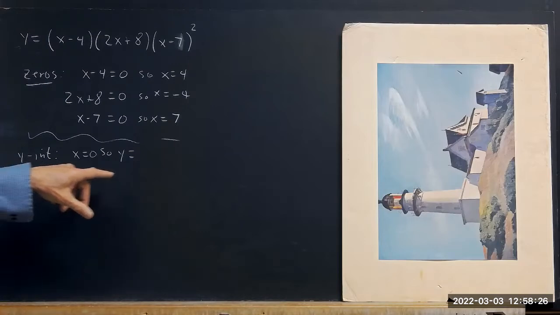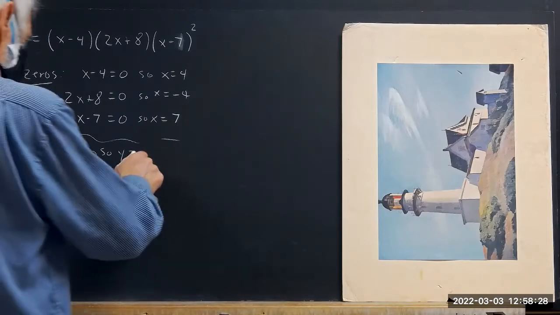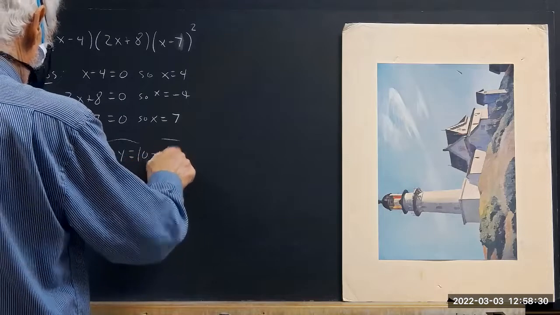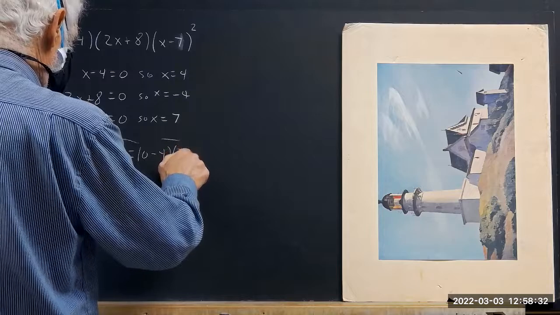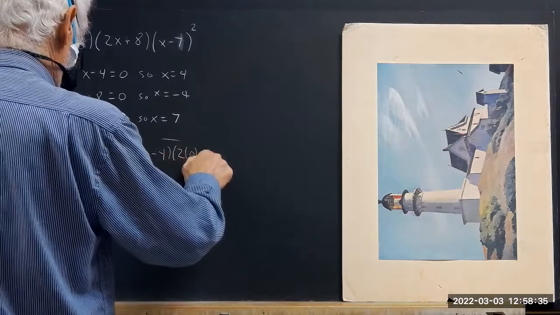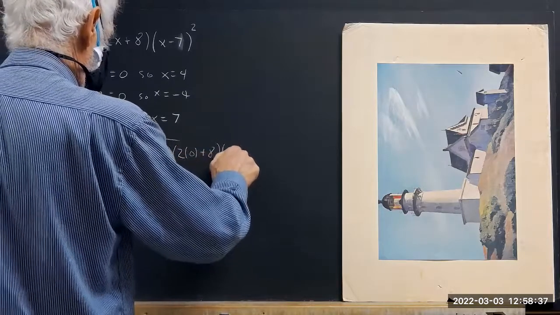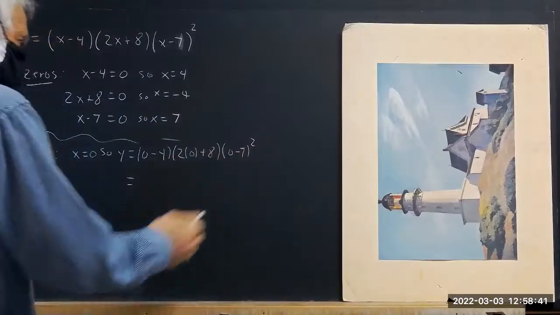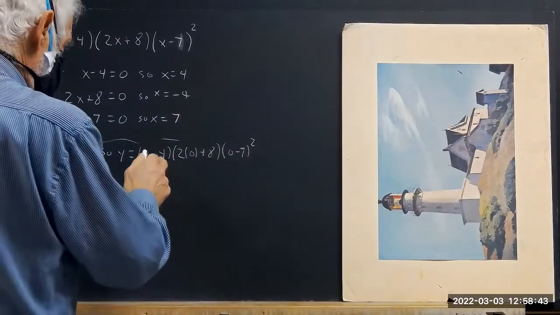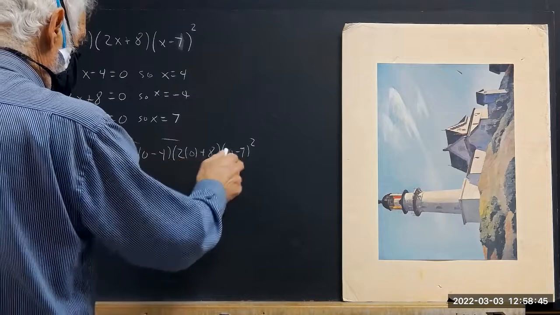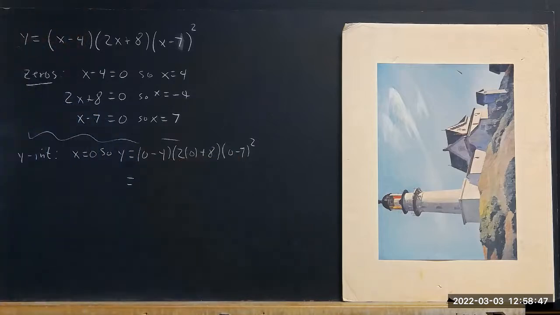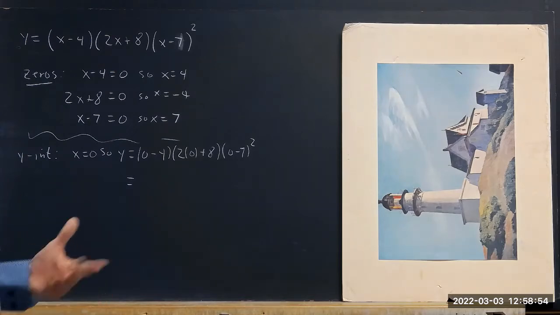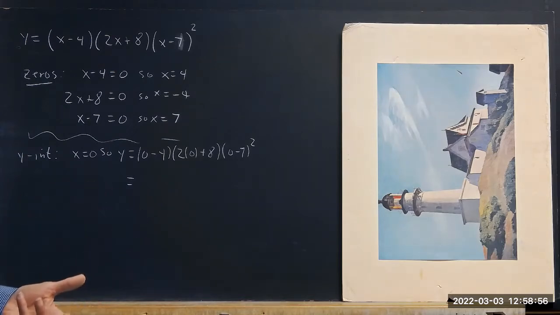The y-intercept occurs when x equals 0. So y equals 0 minus 4 times 2 times 0 plus 8 times 0 minus 7 squared. And you can do the arithmetic. You're going to have negative 32 times 49. You're going to make me multiply that, aren't you? Well, 32 times 50, 30 times 50 is 1,500, right?